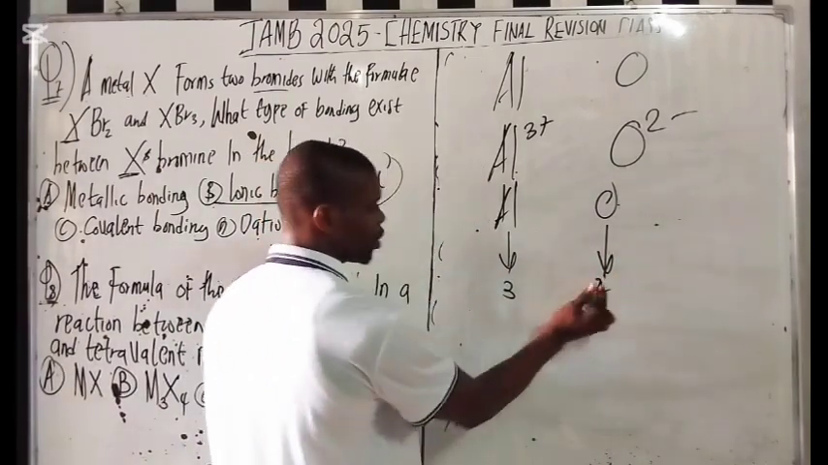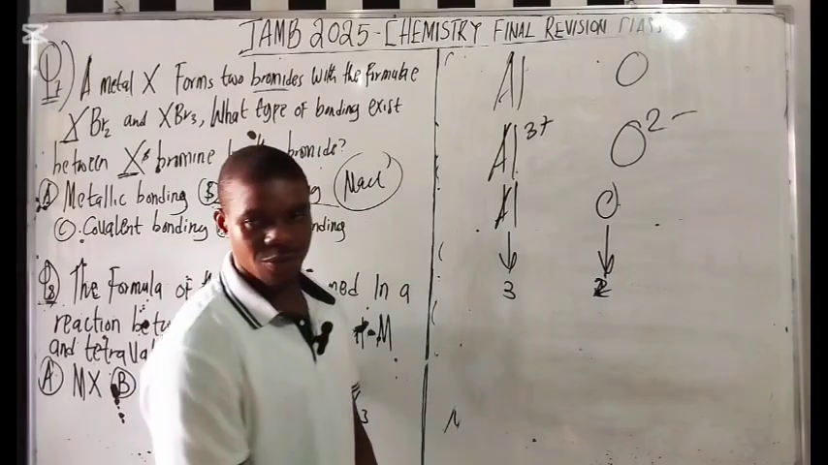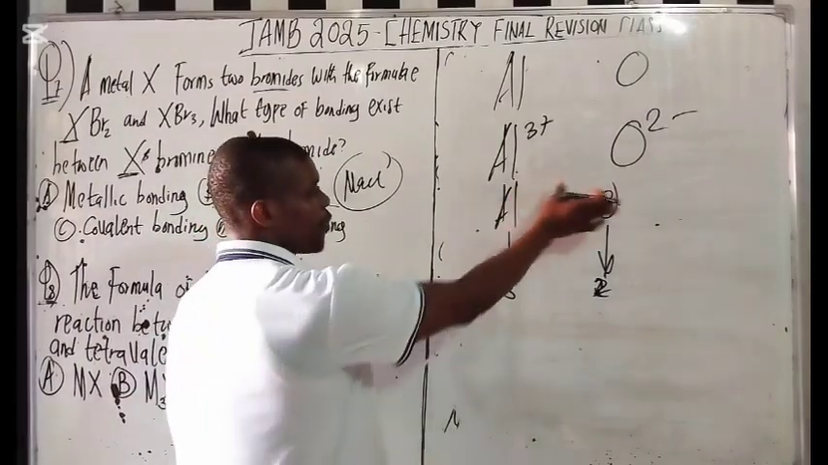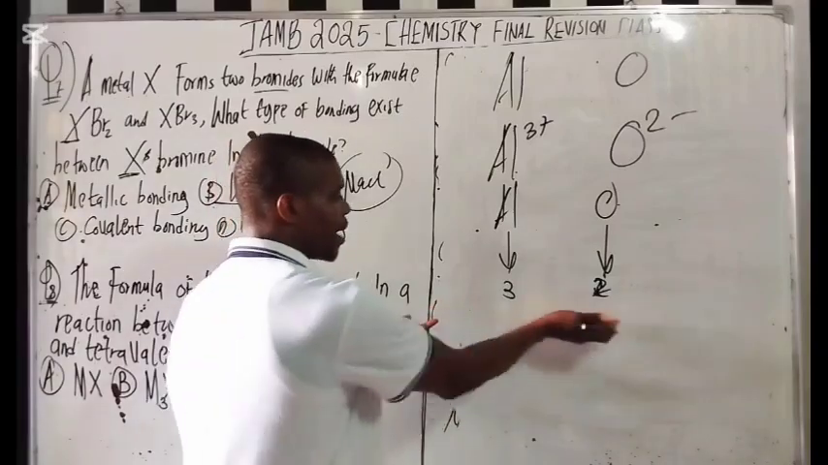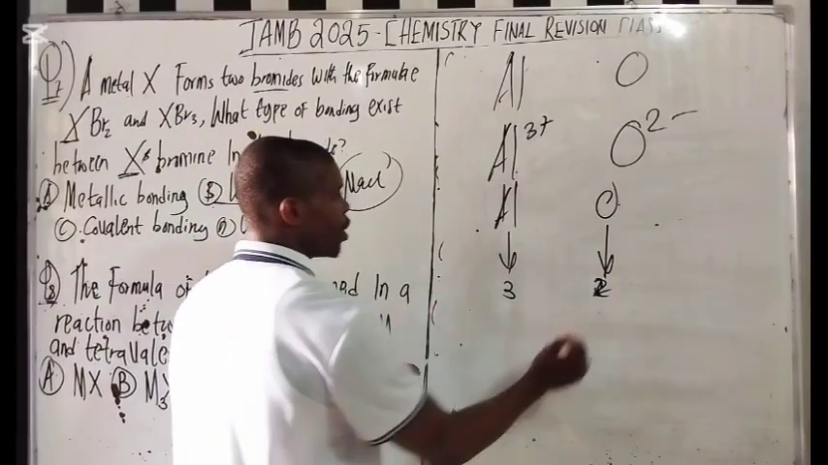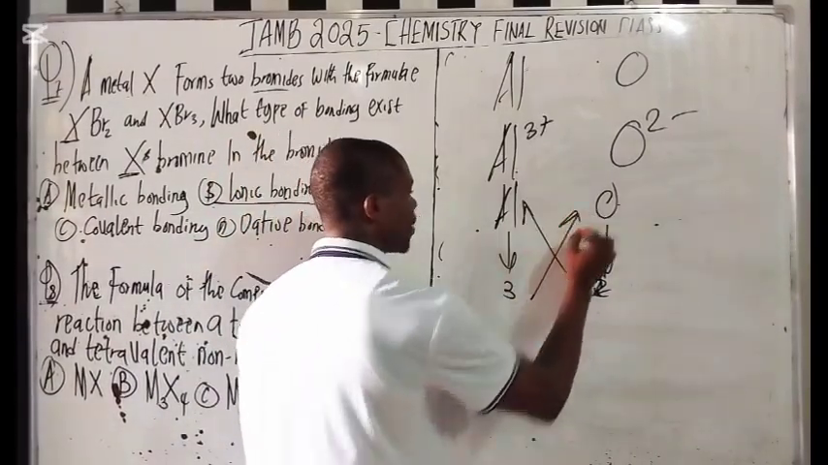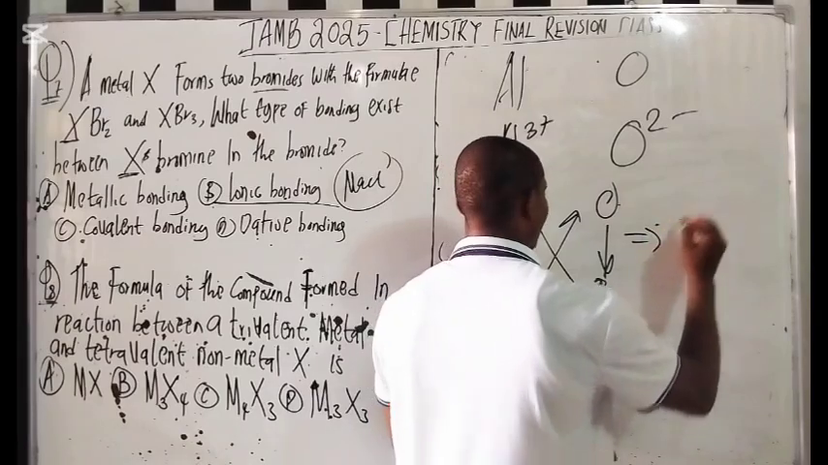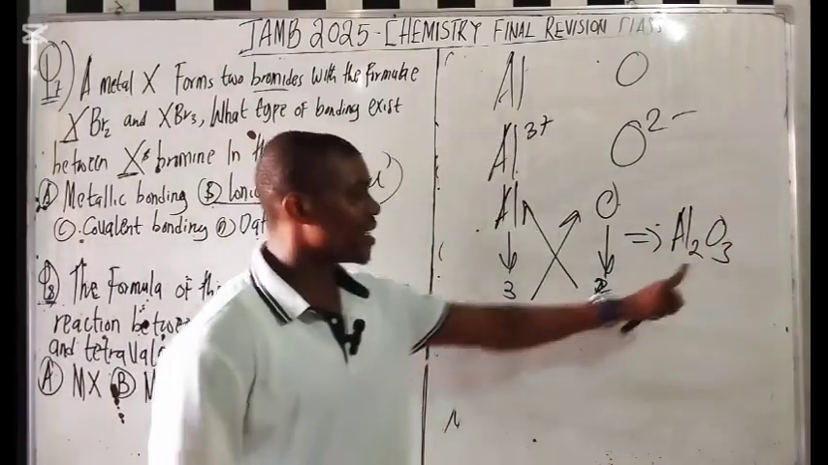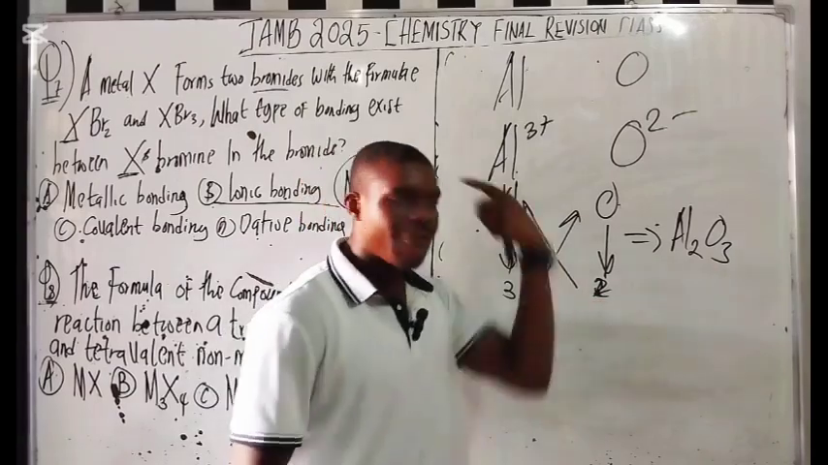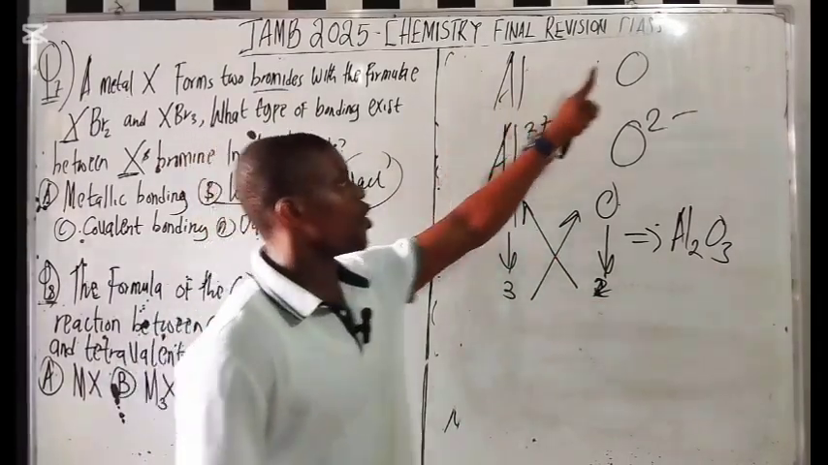Now you don't need to put the positive or negative sign here. You ignore them. Metal will come before non-metal. So what will happen here? They will exchange their figures. This one moves here, this one moves here. So you have Al2O3. So this is the compound formed between aluminium and oxygen.